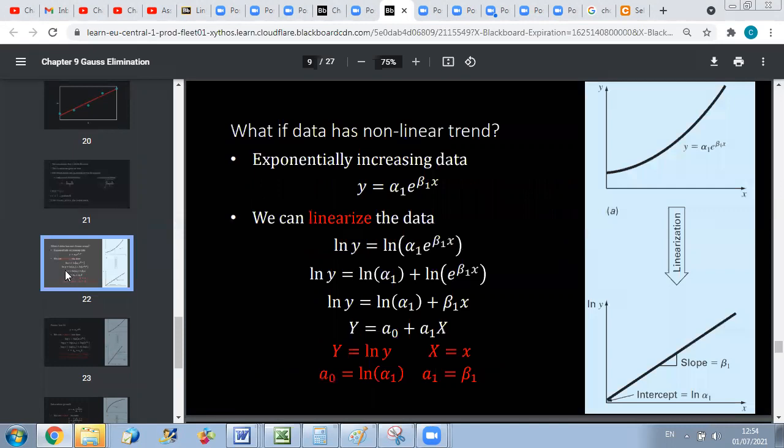Now, what about if I have a non-linear trend? When can I do linearization? You have many functions that can be linearized in a very simple way. Why do we do linearization? Because, as you can see, finding the linear fit is very simple.